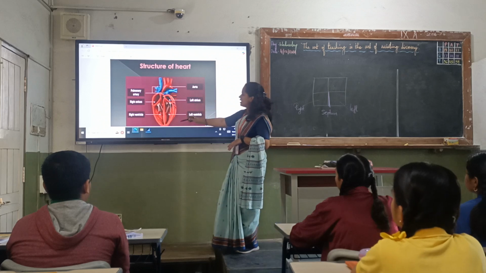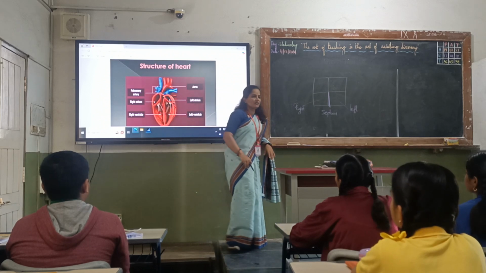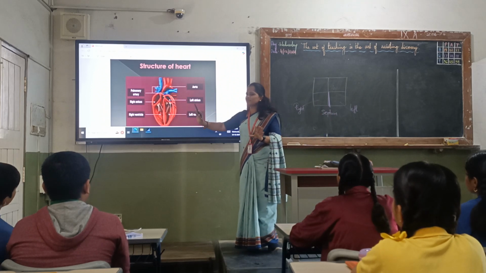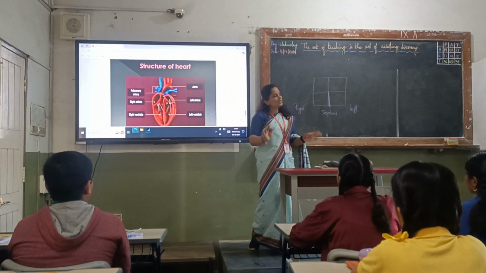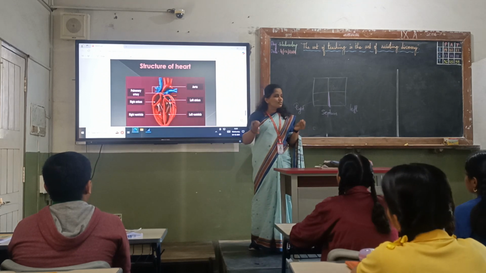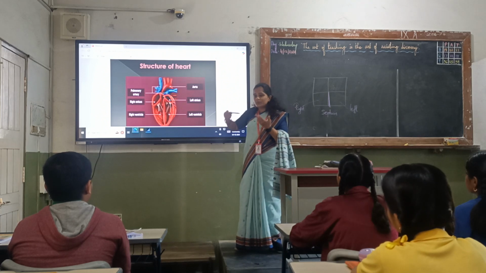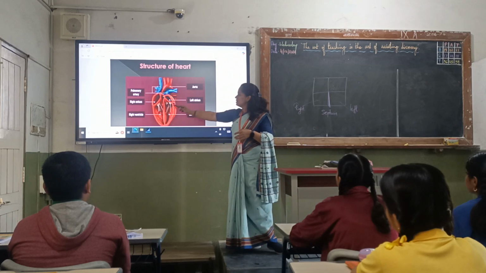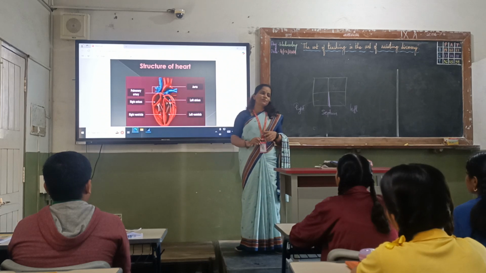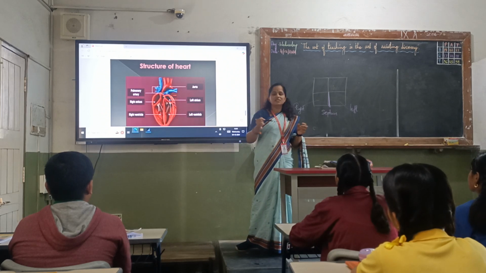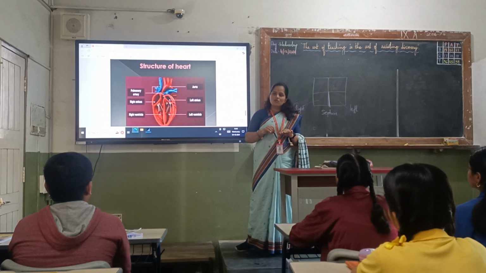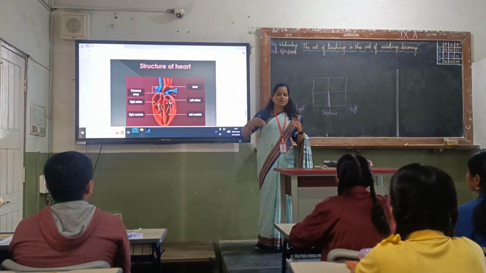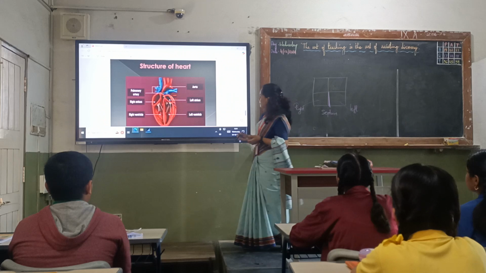Because the right side of the heart always carries carbon dioxide rich blood, that is impure blood, and the left side of the heart always carries pure blood or oxygen rich blood. So there are some chances of that blood getting mixed. To prevent that, there is a muscular wall called the septum. So it indirectly prevents mixing of oxygen rich blood with carbon dioxide rich blood. Here, upper two chambers are called the atria and lower two chambers are called the ventricles.